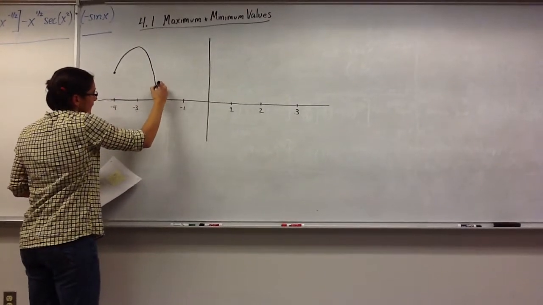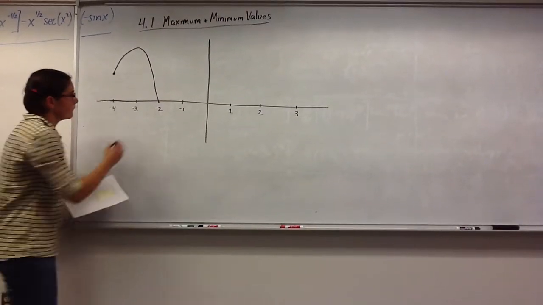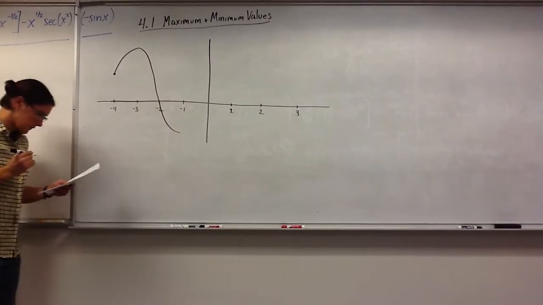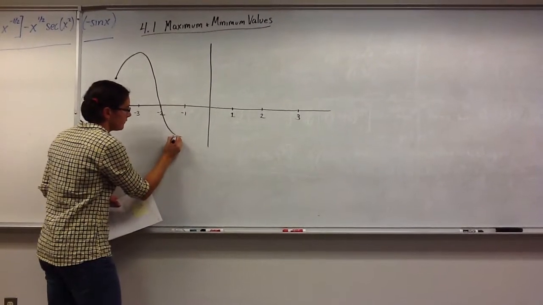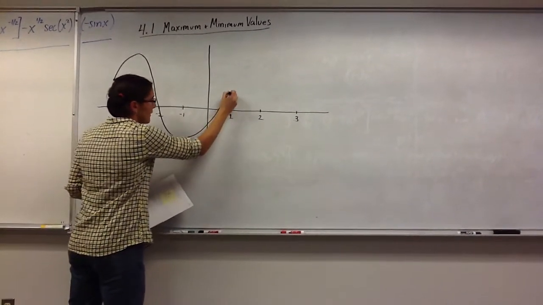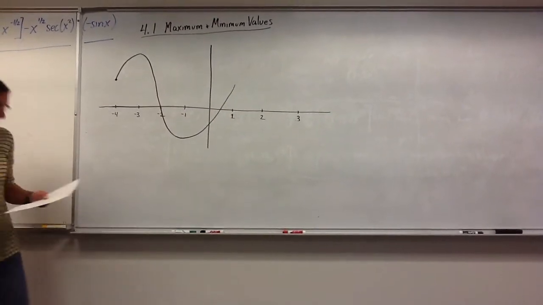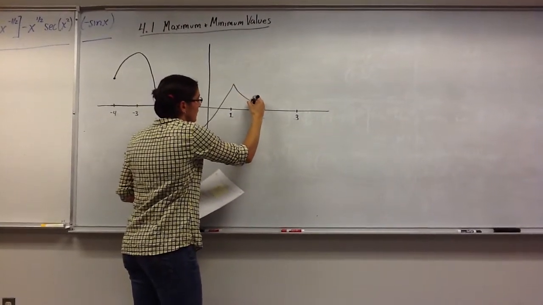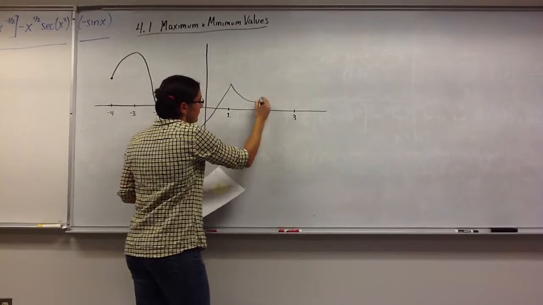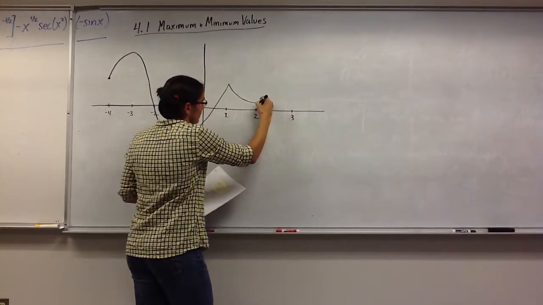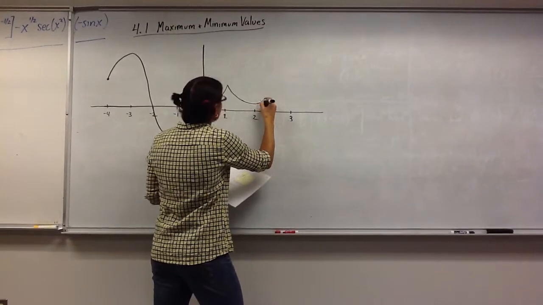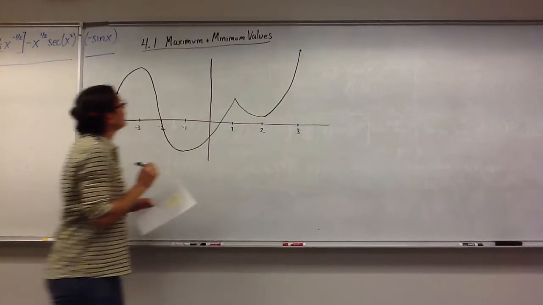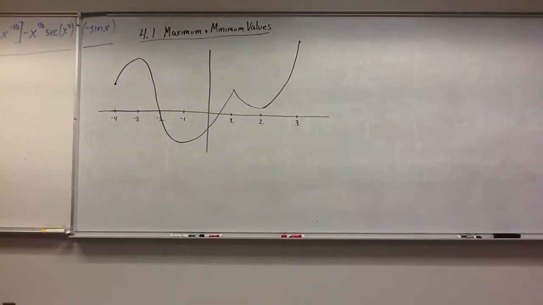Our function crosses the x-axis at x equals -2. Has a bottom of the hill at x is equal to -1. Pops up and makes a corner at x is equal to 1. Drops down, makes a bowl at x equal to 2. And continues upwards until we have a solid dot at x is equal to 3.